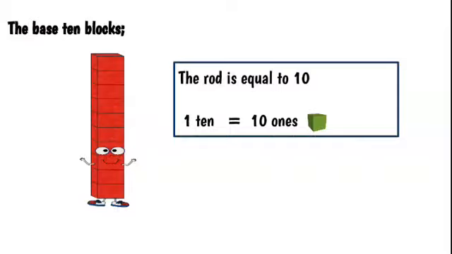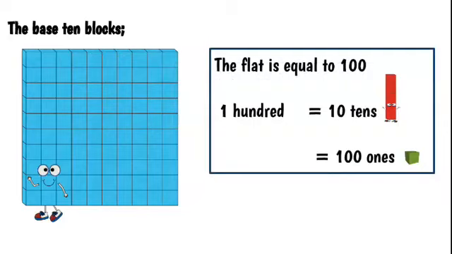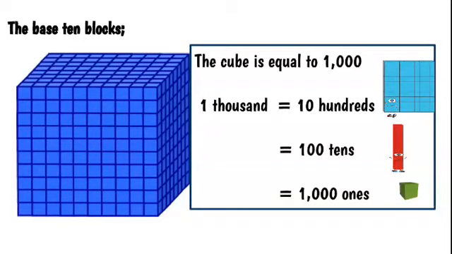We saw where 1 ten is made up of 10 ones, 100 made up of 10 tens, or 100 can also be made up from 100 ones. 1,000 can be made up of 10 hundreds. 1,000 can also be made up of 100 tens. 1,000 can also be made up of 1,000 ones.